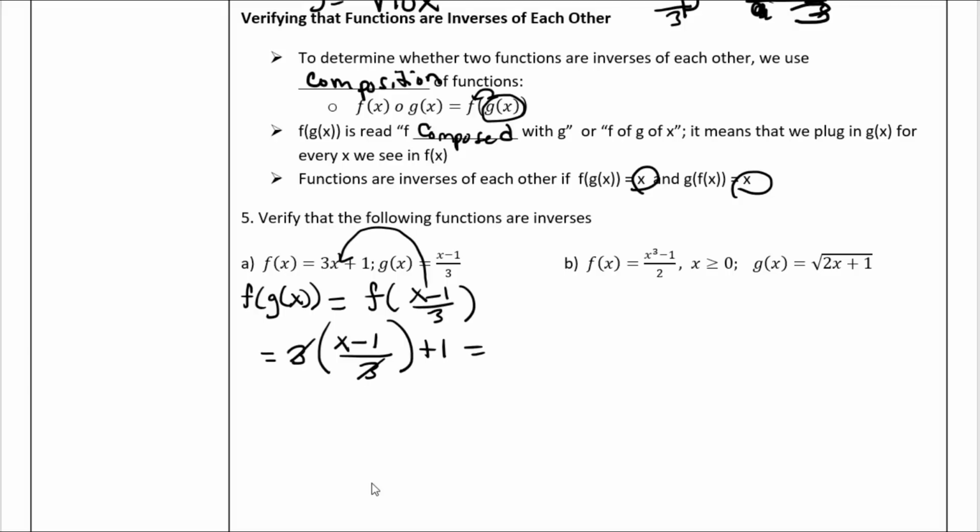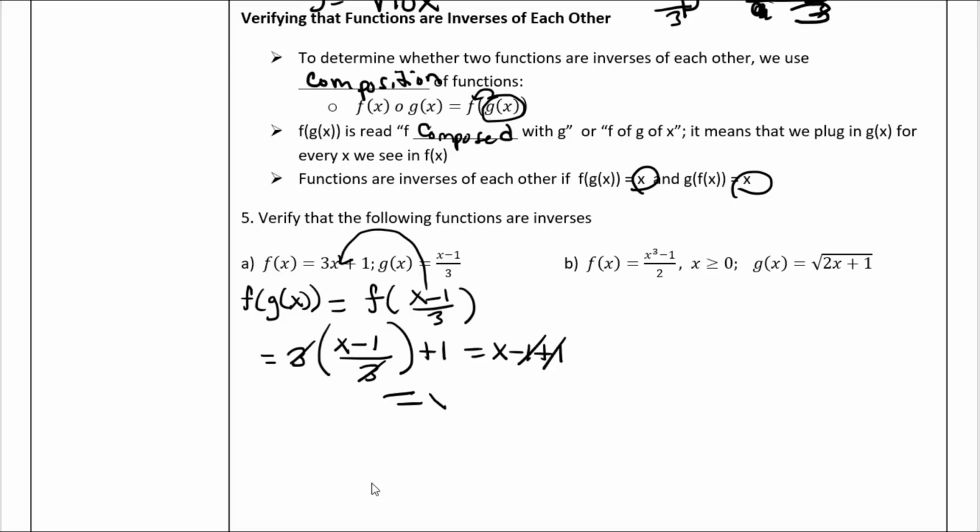Now notice that the 3's cancel, so we have x minus 1 plus 1. And also notice that the 1's cancel, the negative 1 plus 1. So that leaves you with just x. All right, so that checks through. We're supposed to get x if they're inverses. Now let's do the reverse.